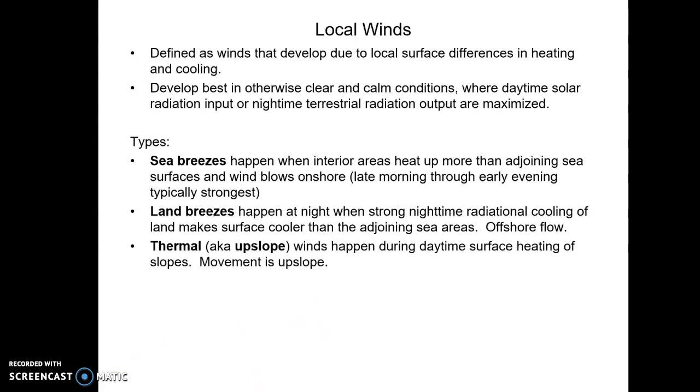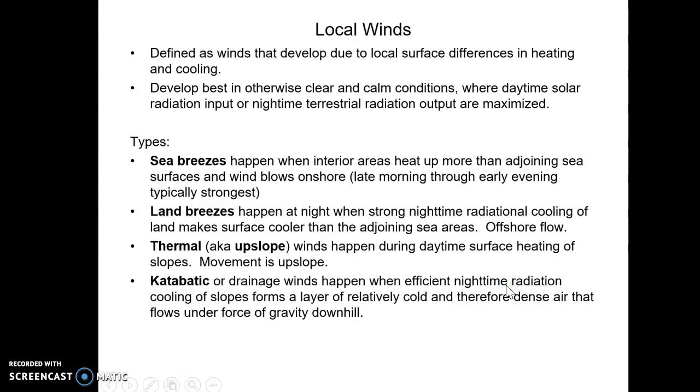Thermal, or sometimes known as upslope winds, happen during daytime surface heating of slopes. The movement is up, daytime. Katabatic or drainage winds happen when efficient nighttime radiation cooling of slopes forms a layer of relatively cold and therefore dense air that flows under force of gravity downhill.